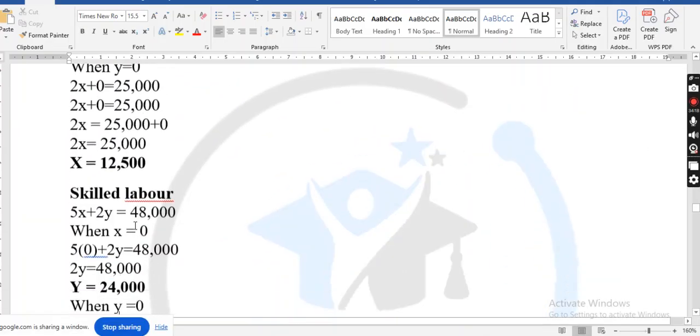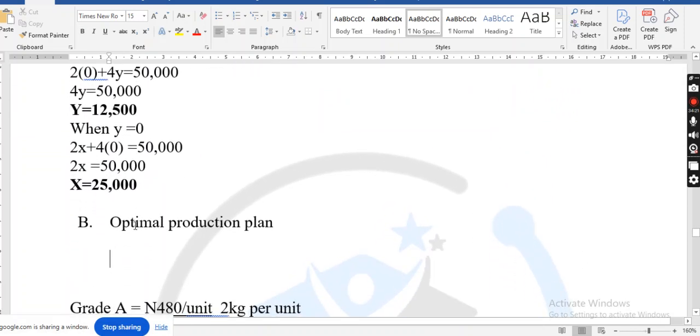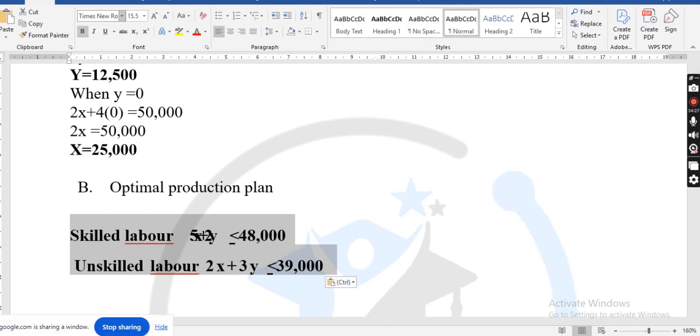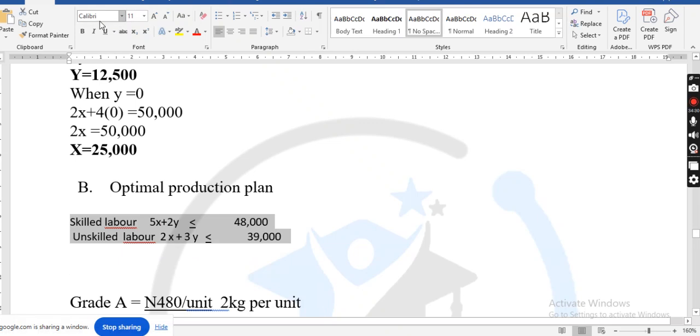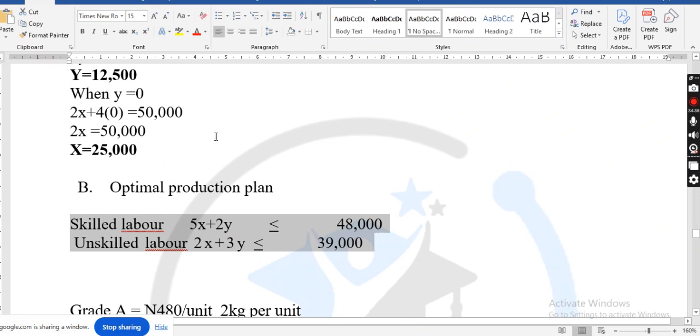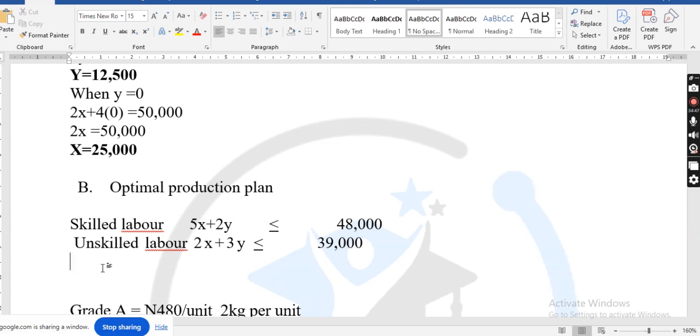So we can decide that we'll bring them down, skilled and unskilled. So we can quickly equate this to a simultaneous equation. Is this okay? Don't forget you have skilled and unskilled, right? Okay, let's equate this. So let me quickly bring this forward.